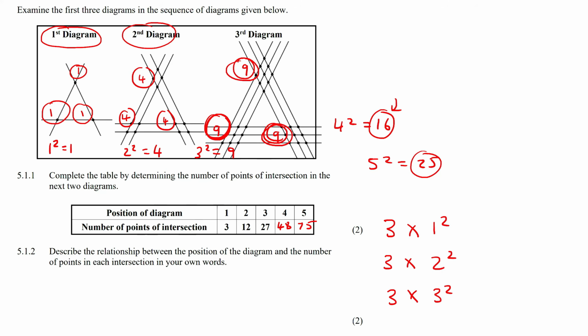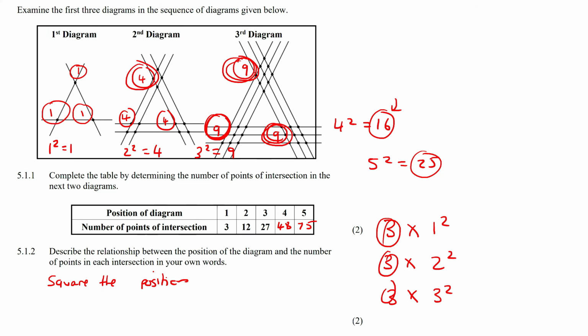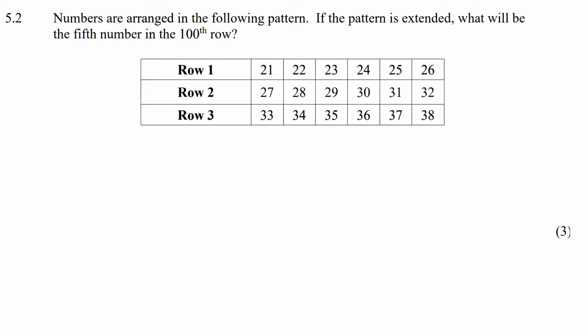So all that we can say is that you must square the position. So here we square 1. For this one, we square 2 to give us 4. This one, we square 3 to give us 9. And then you multiply that answer by 3. Very challenging question. If you didn't get it, I wouldn't be too worried. This isn't a typical question, although you could see something like this, it is very challenging.